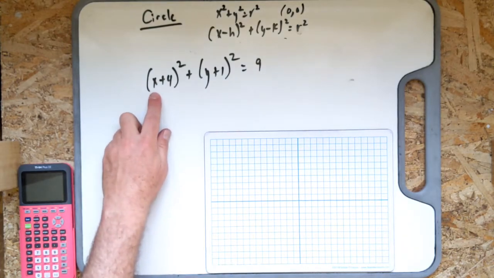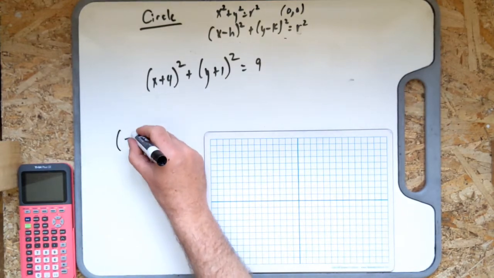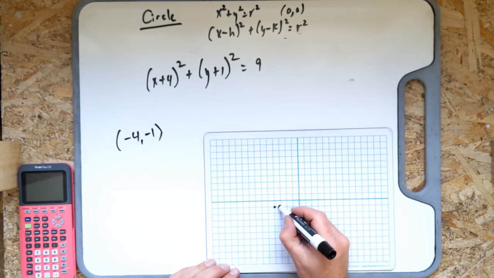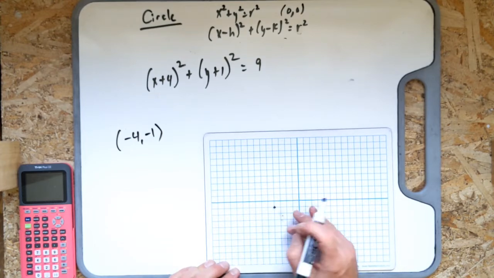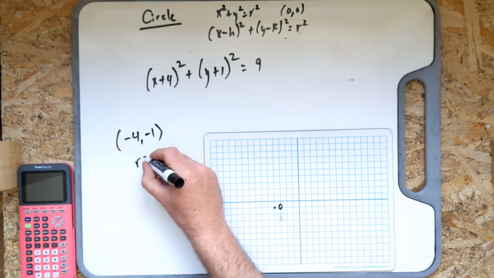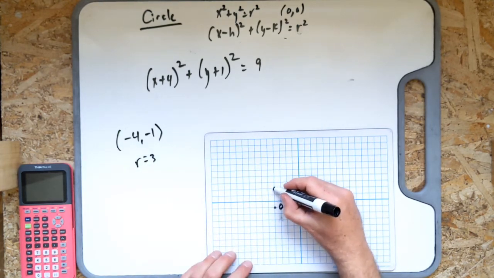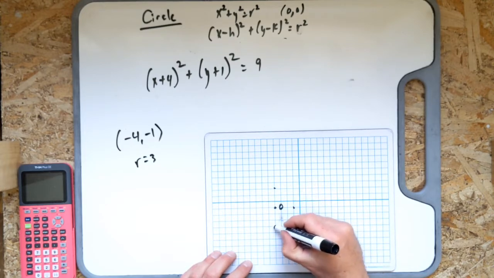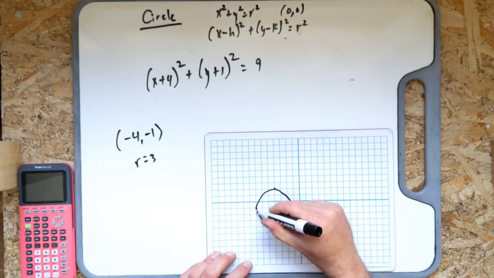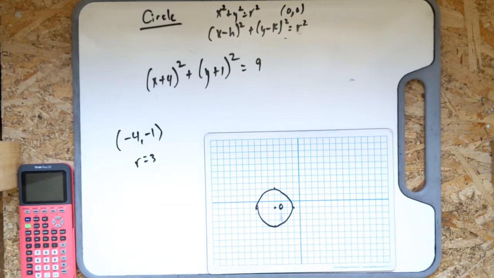Okay, this means the center is (-4, -1), which is right there. I'll call that the center, call it O. And the radius is 3. So I'm just taking the 3, I'm going to count out 3, 3, 3, 3, and I draw my circle. There we go. That's what you should have.